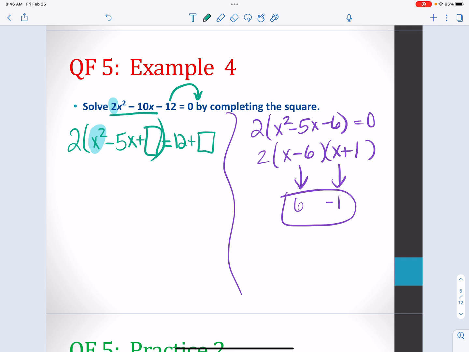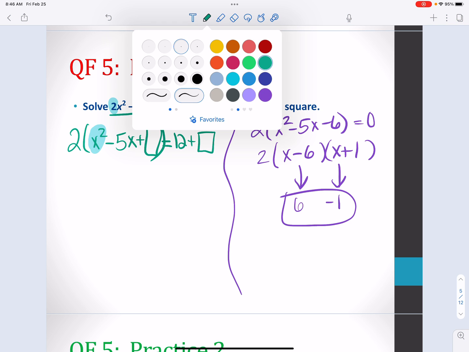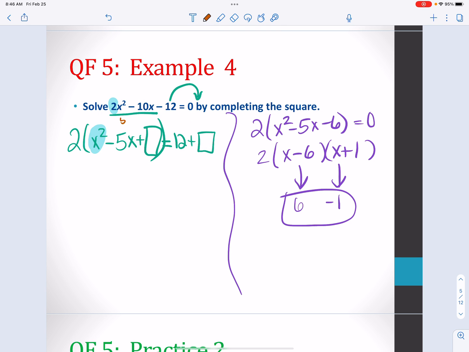Okay, so now you're going to end up with some fractions because you're going to half this, which is 5 halves, and square this, which is 25 fourths, right? And you can use a calculator. I don't know that I would give you a calculator on this one. I think you should be able to square 5 halves.